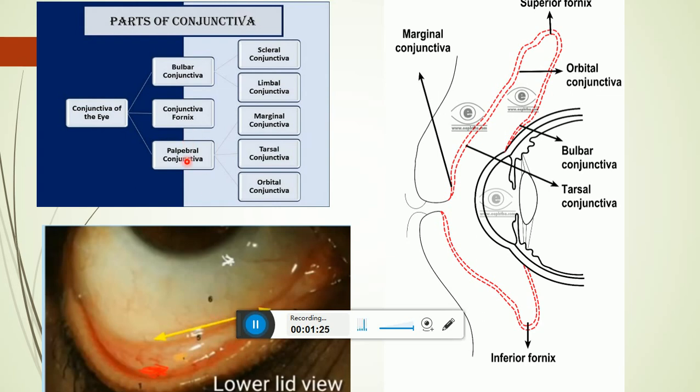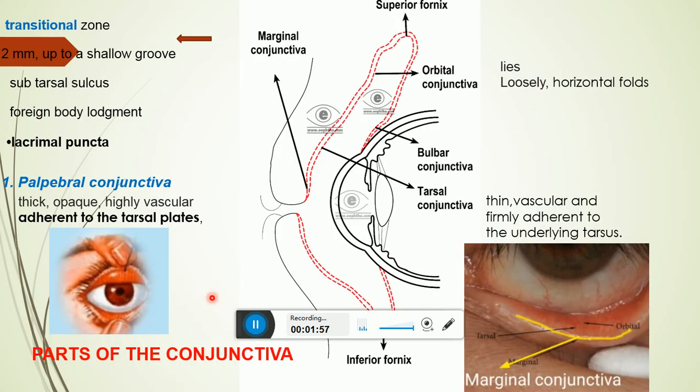The palpebral conjunctiva starts at the mucocutaneous junction of the lid margin and is firmly attached to the posterior tarsal plate. It is further divided into tarsal conjunctiva and orbital conjunctiva. So this is tarsal conjunctiva and this is orbital conjunctiva. And the third part of conjunctiva is the conjunctival fornix. Now let's discuss one by one.